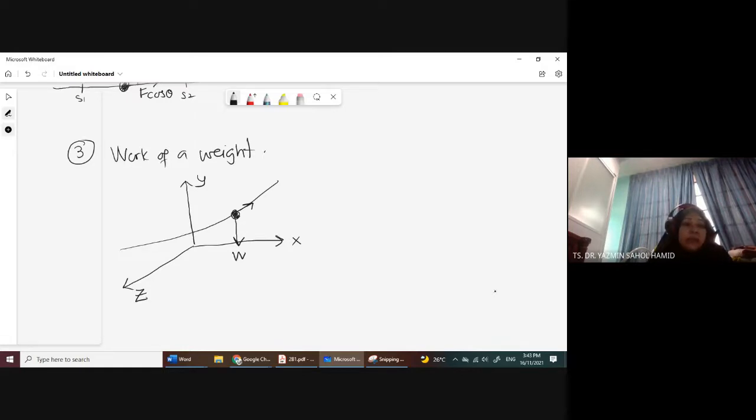It's moving from, let's say, this position S1 to S2. So here you consider a weight of this particle moving along a curved path from position S1 to S2. What is the formula for this one? The work done from 1 to 2 will equal negative W delta Y. So what is delta Y? Delta Y is y2 minus y1.